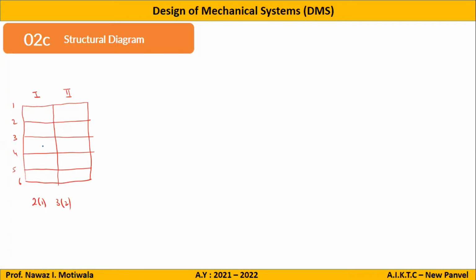Now to start with, tell me what will be the center of 1 and 6. Where should I locate the center of these elements 1 to 6? In between 3 and 4. Correct, in between 3 and 4. So this will be my starting point. This point between 3 and 4 will be the starting point.